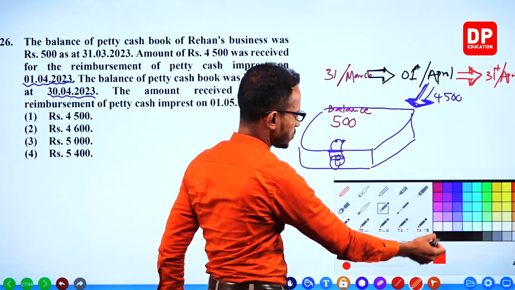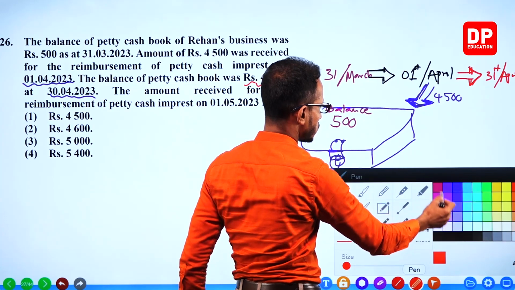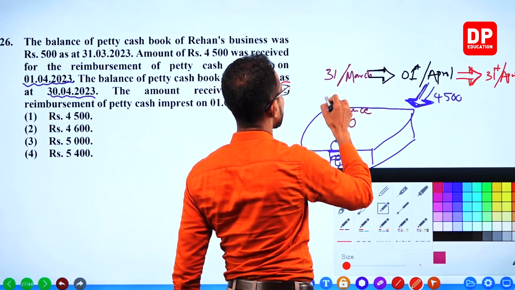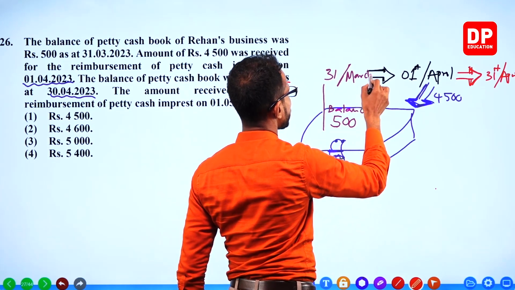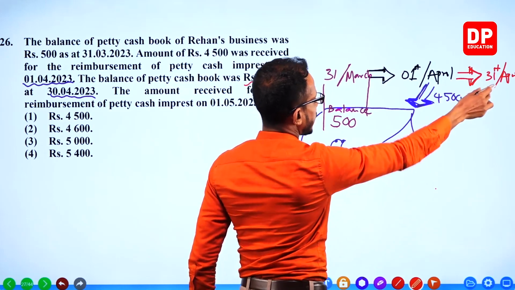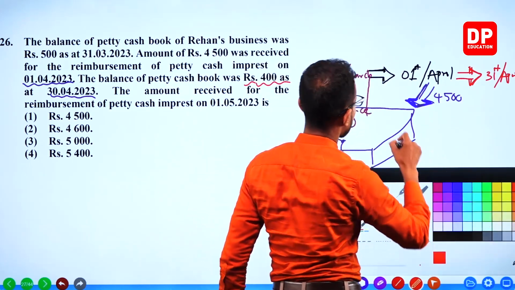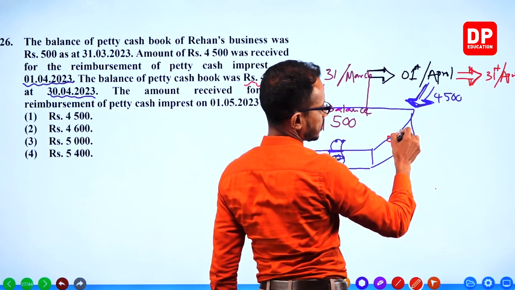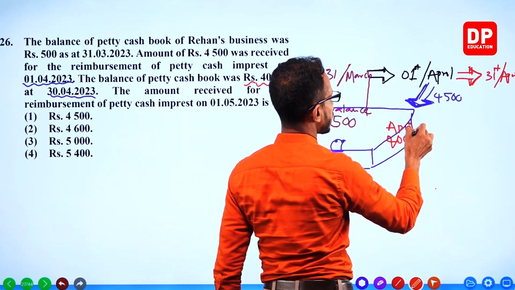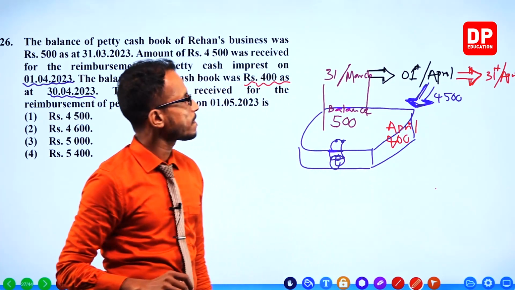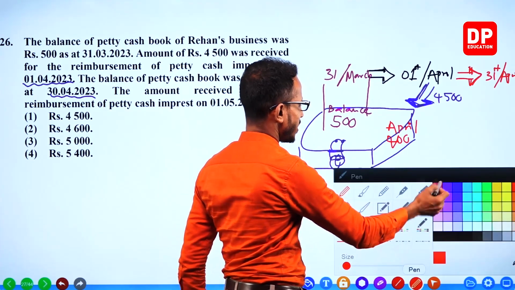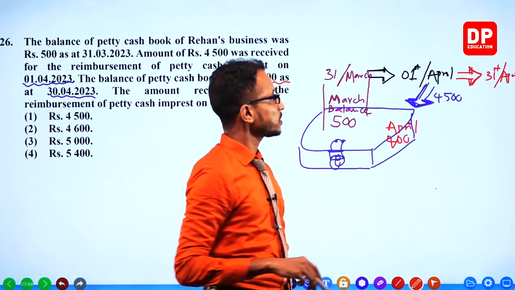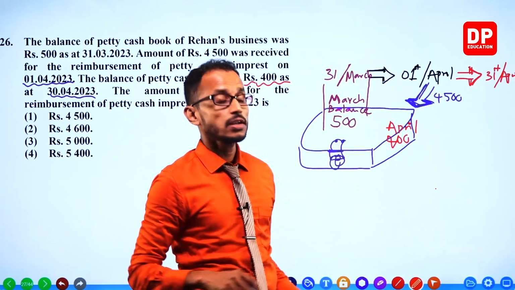This was the balance on March 31st, no? So this is the March 31st balance, right? And at the end of April, 400. Okay. What are they asking? Let's look at what they're asking first. March balance 500, April balance 400 at the end of April.